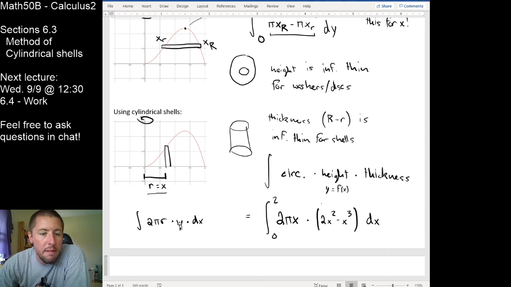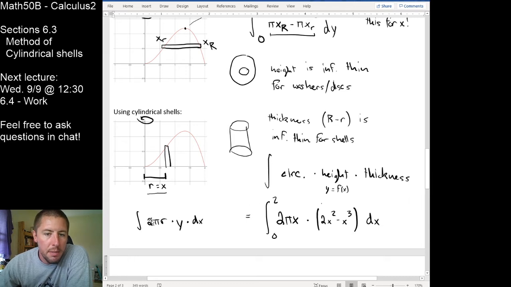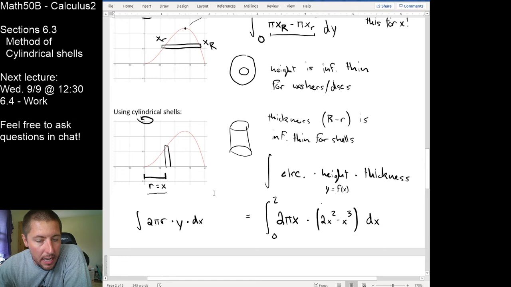You then need to decide for yourself that r is x, and you need to decide for yourself that y is 2x squared minus x cubed. But this is generic circumference, generic height, generic thickness right there. We just have to, in a sense, substitute in the appropriate values relative to the orientation of the shells that we're constructing. So, pretty visual section here.